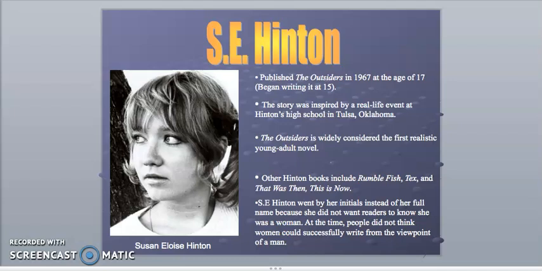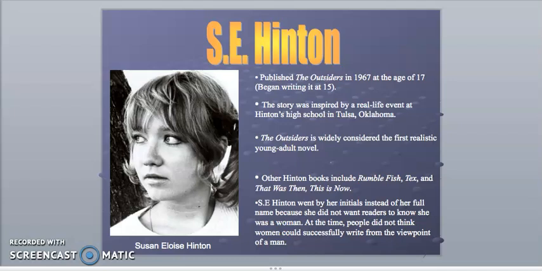The story was inspired by real-life events that were happening at her high school in Tulsa, Oklahoma. So it's not necessarily based on a true story, but it is based on real things that she witnessed that her and her friends went through when they were in high school.